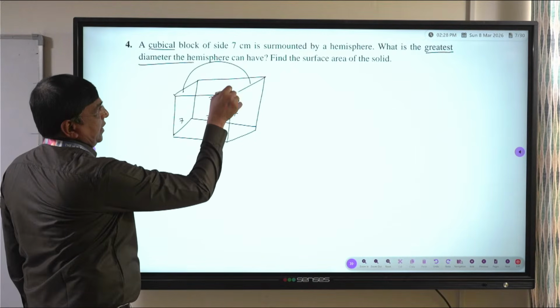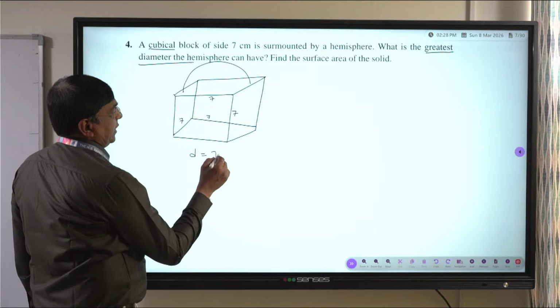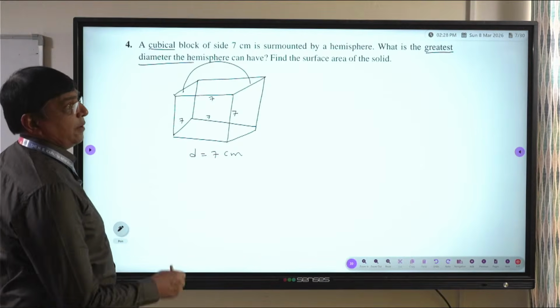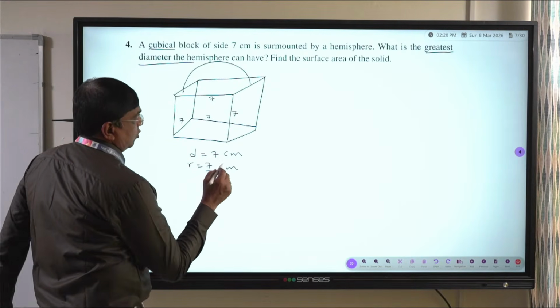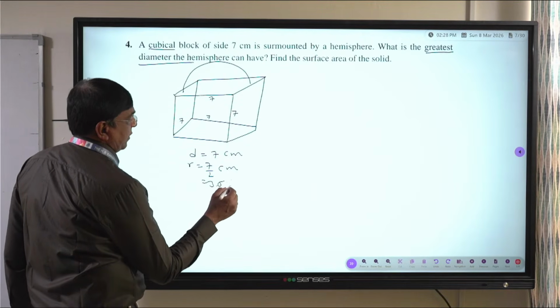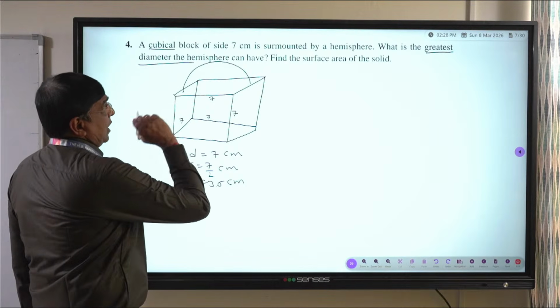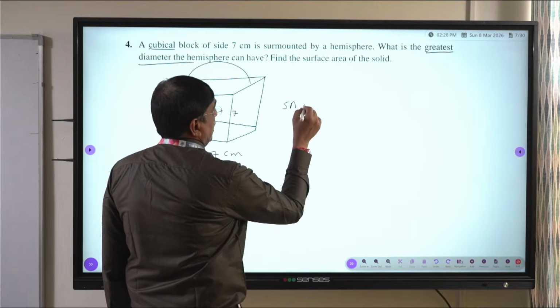अगर इसको रखेंगे तो मैक्सिमम डायमीटर क्या होगा? तो it is 7 centimeter. So first question complete. If diameter 7, so radius 7 by 2 or 3.5 centimeter. Now find the surface area of a solid.